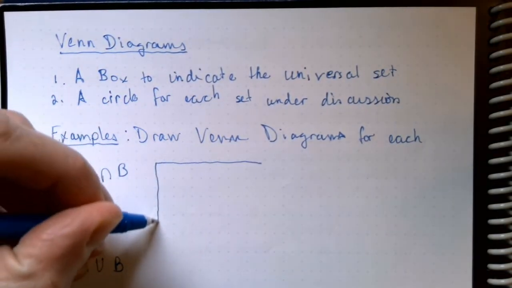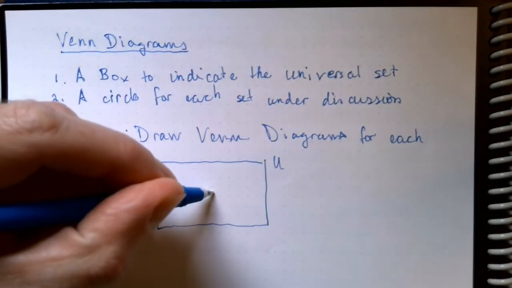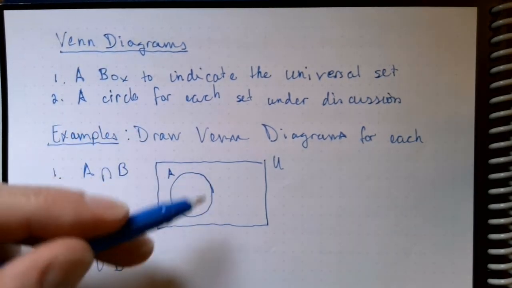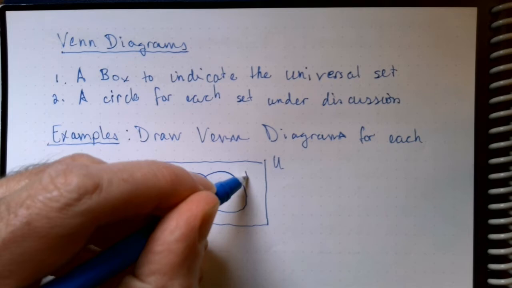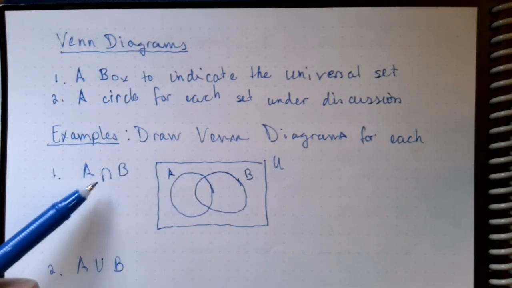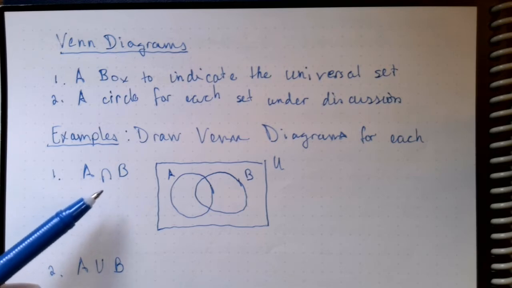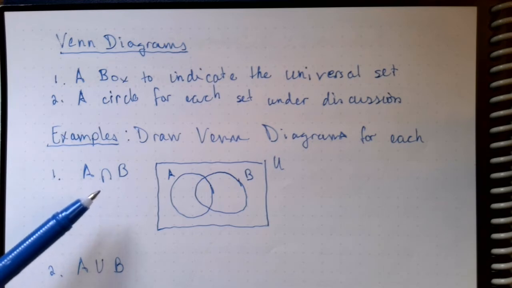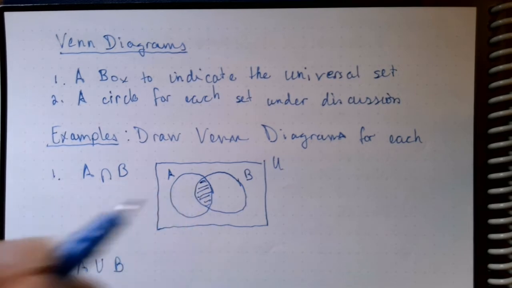Okay, so I've got my box representing the universal set. I'll even label that U. I have a circle representing A, so the interior of that circle represents all the elements in A. And here I've got a circle representing the set B. Now, we know from a previous video what the intersection of two sets is doing. The intersection of two sets is forming a new set by selecting the elements that A and B have in common. And that would be represented by this area right here in the Venn diagram.